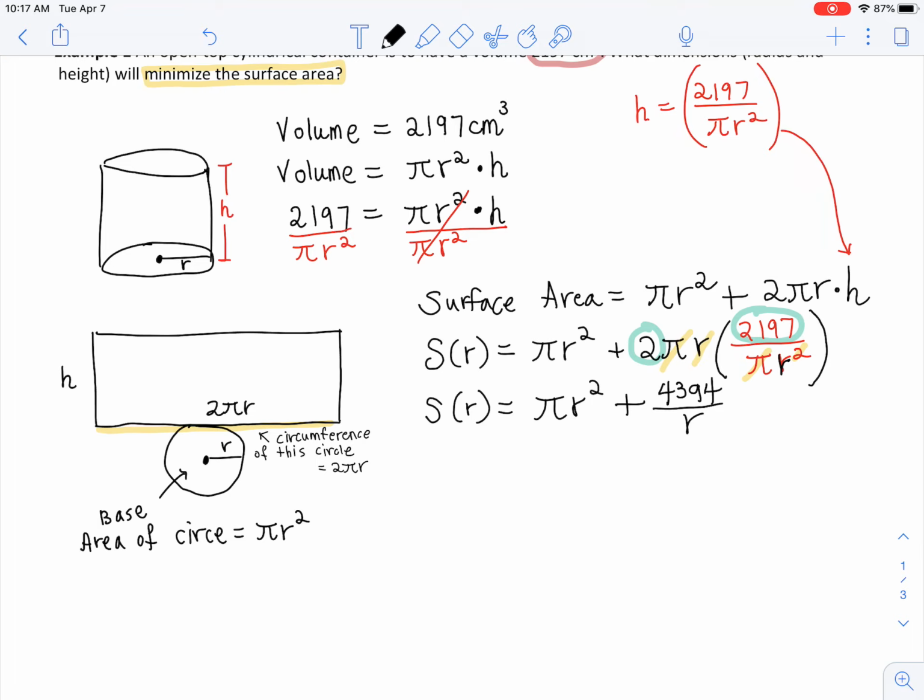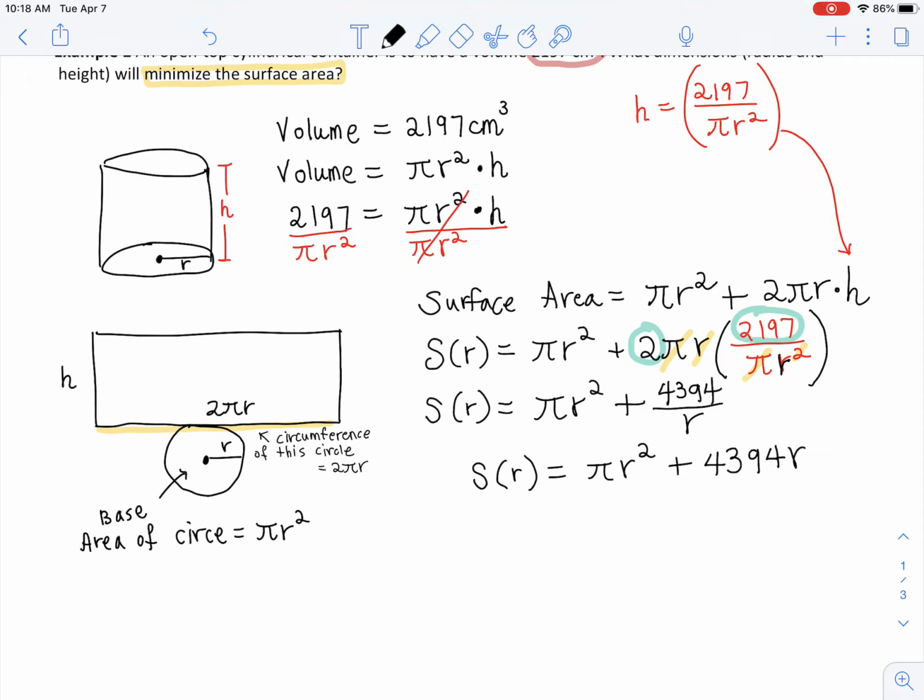Guess what we have to do? We're doing this because we want to find the absolute minimum, right? What I'm going to do here is take the derivative. Let's differentiate this S of R so that we can find the critical values, right? So S prime of R, oh, no. Before I get there, let me try to rewrite this S of R.